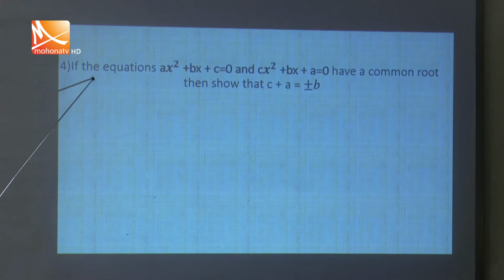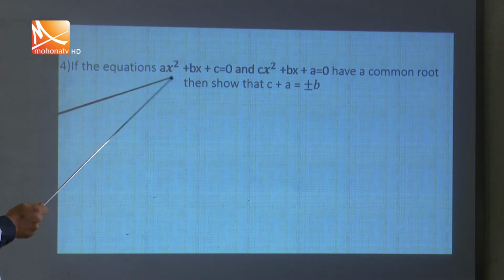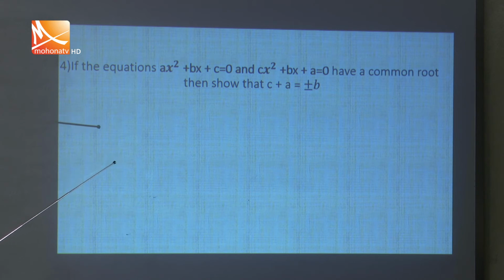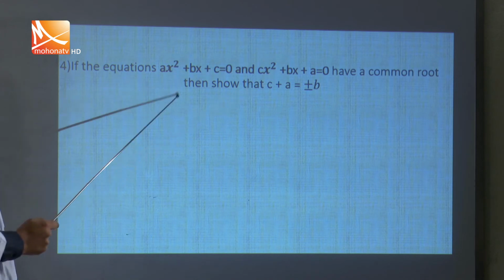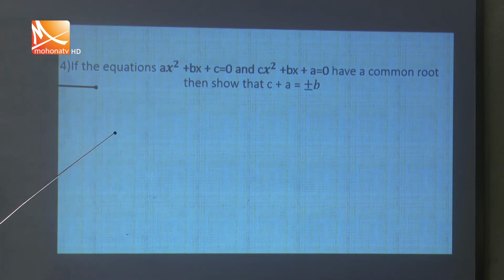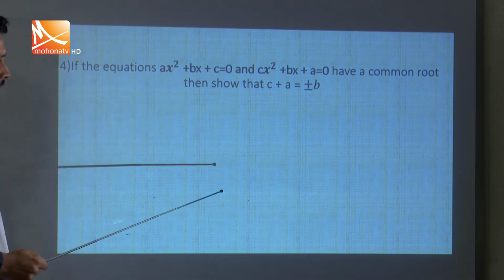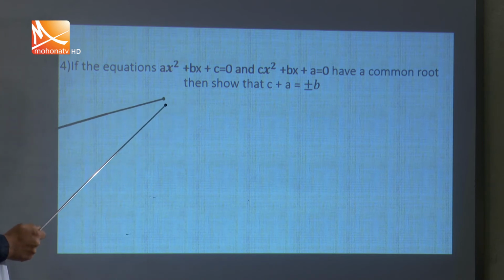Number 4: if the equations ax square plus bx plus c equals 0 and cx square plus bx plus a equals 0 have a common root, then show that c plus a equals plus or minus b.